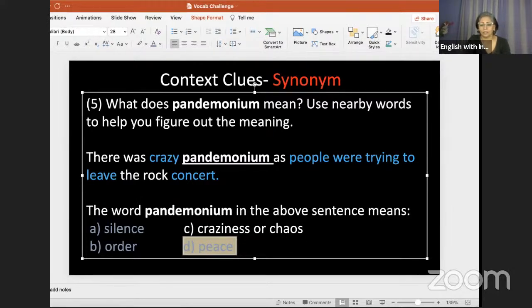Chaos or craziness. जिसे कहते हैं हिंदी में खूब शोर, right? वो था वहाँ पे. So I hope you enjoyed this lesson.